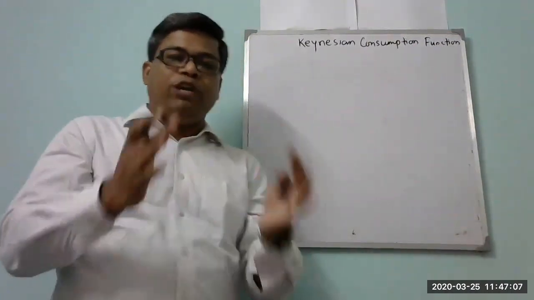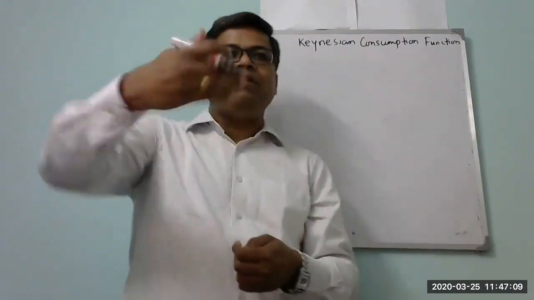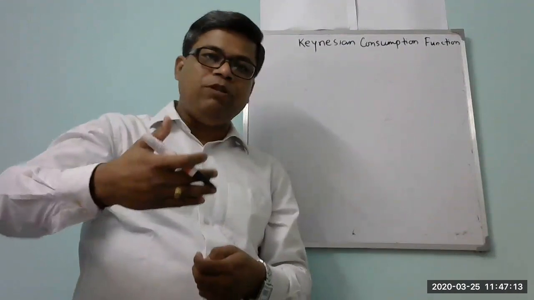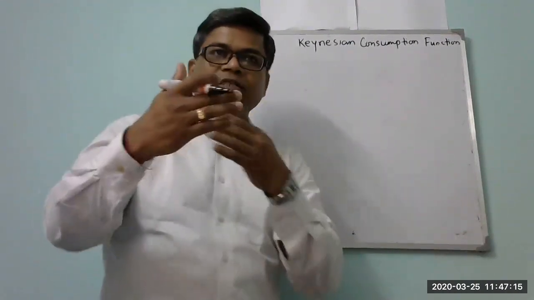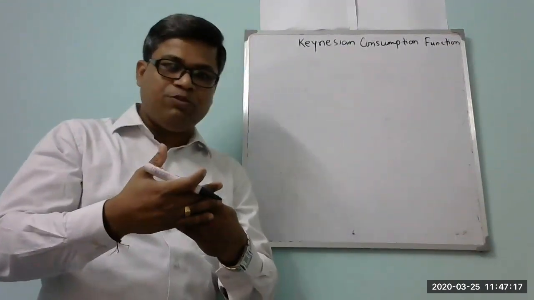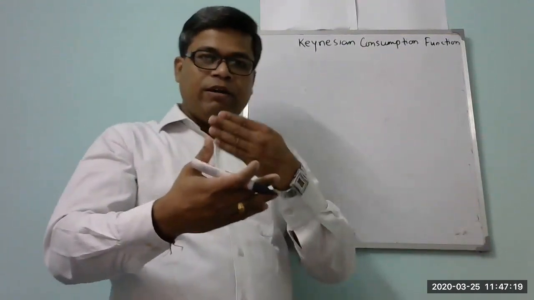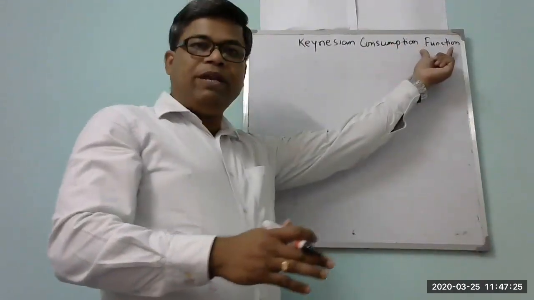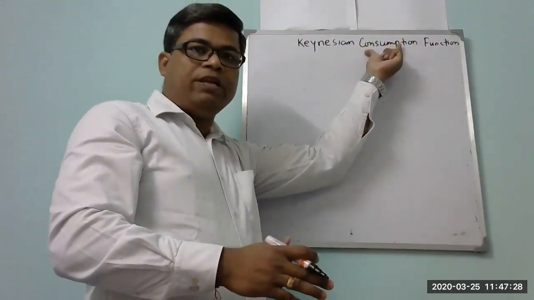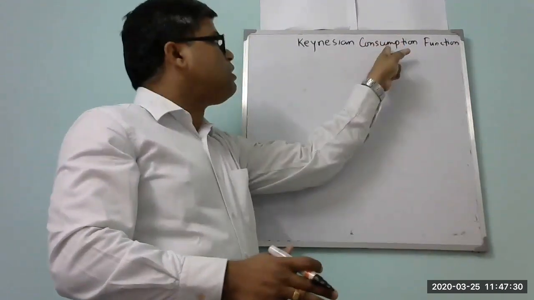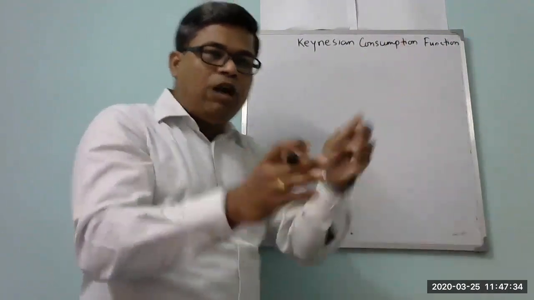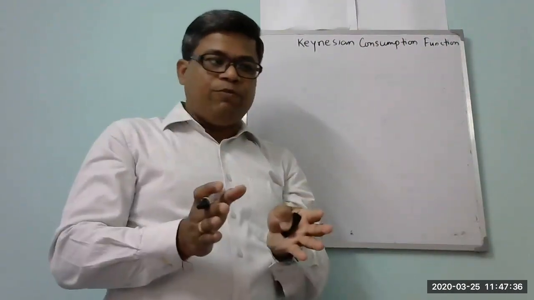Think from a micro point of view: if any person's income level goes up, then naturally his or her consumption level will also increase. So there is a positive, direct relationship between the level of income and the level of consumption. Income is the independent variable, and consumption is the dependent variable, because the consumption of the person depends on the level of income. Now come to the macro point of view.